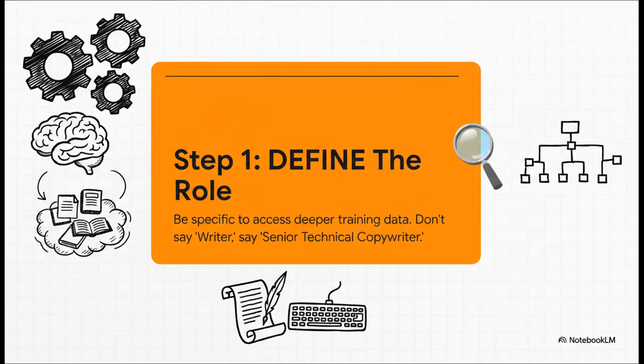Okay, step 1, define the role. And specificity is everything here. Don't just say writer. That's way too vague. Instead, you want to get really precise, like role, senior technical copywriter. This basically tells the AI which specific part of its massive brain to use for the job.